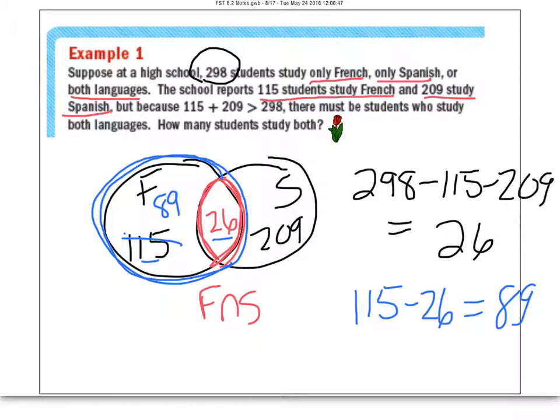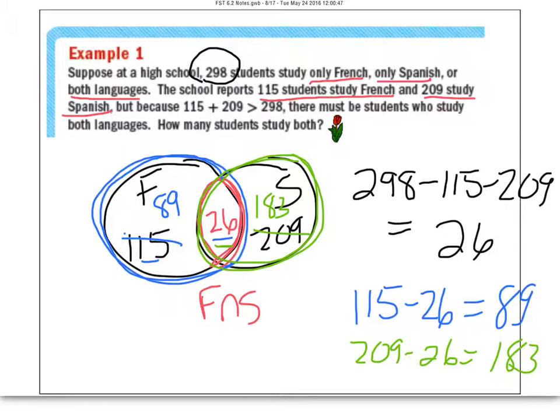Spanish is going to work in the same fashion. So if we adjust that one, this is the circle for Spanish. There's 209 in total. I already have 26 of them. So 209 minus the 26 is going to leave me with 183. So I'm going to adjust my circle and say it's 183. If I add these two numbers together, I'll get the 209. Now if you add up the 89, the 26, and the 183, you will get the total of 298 students.